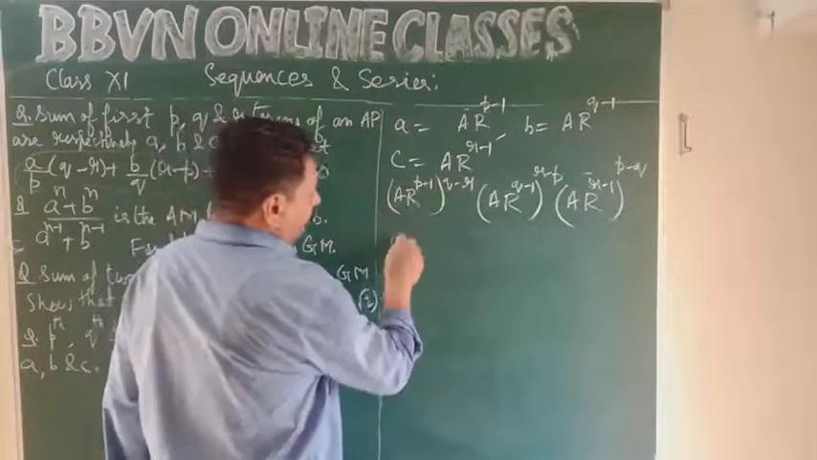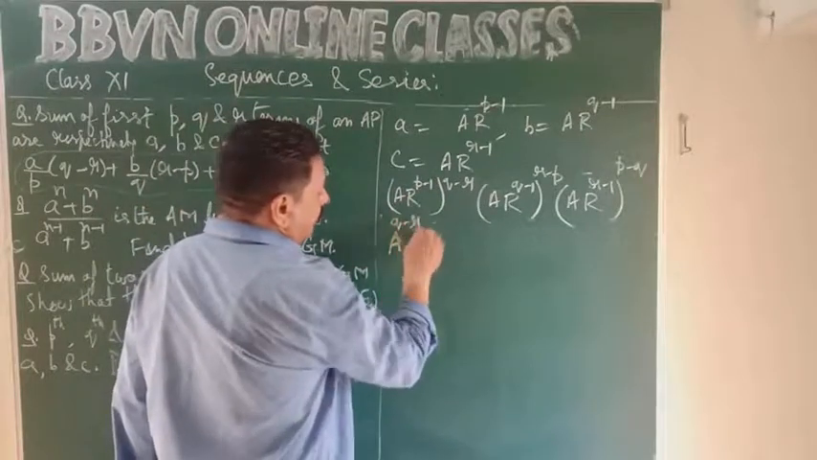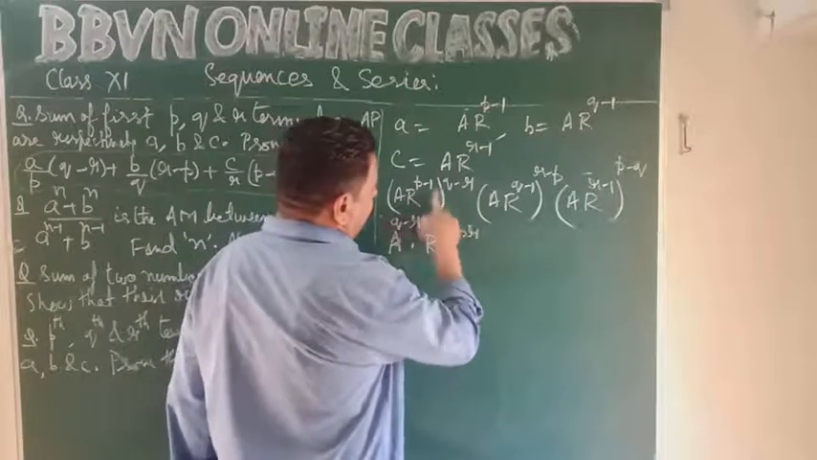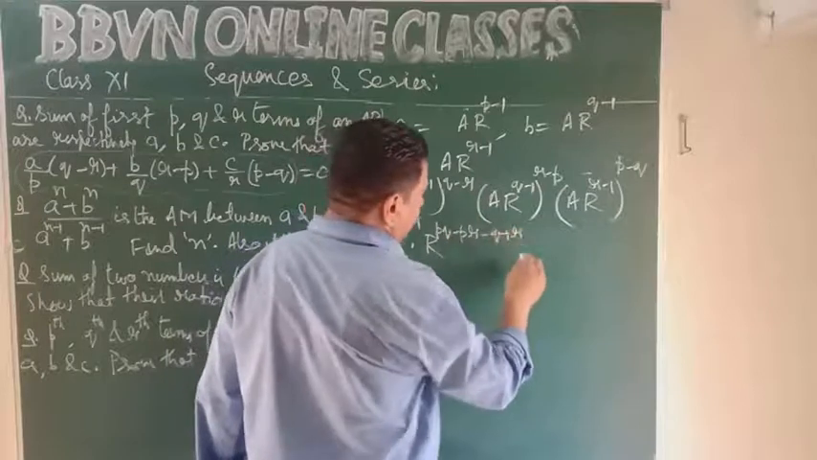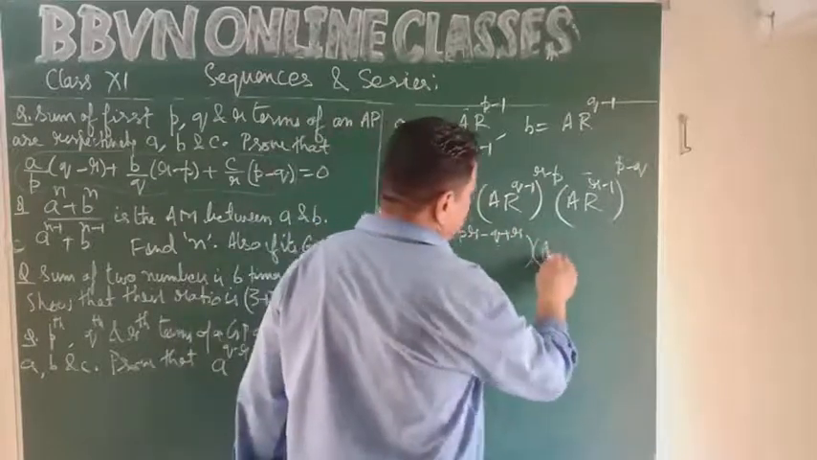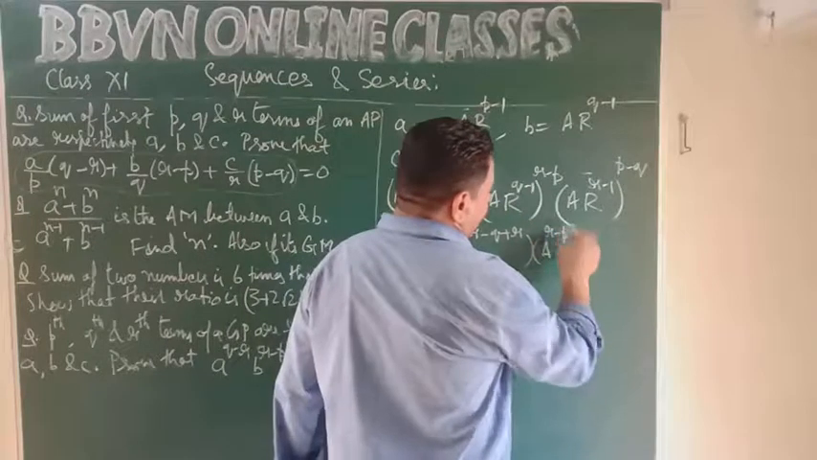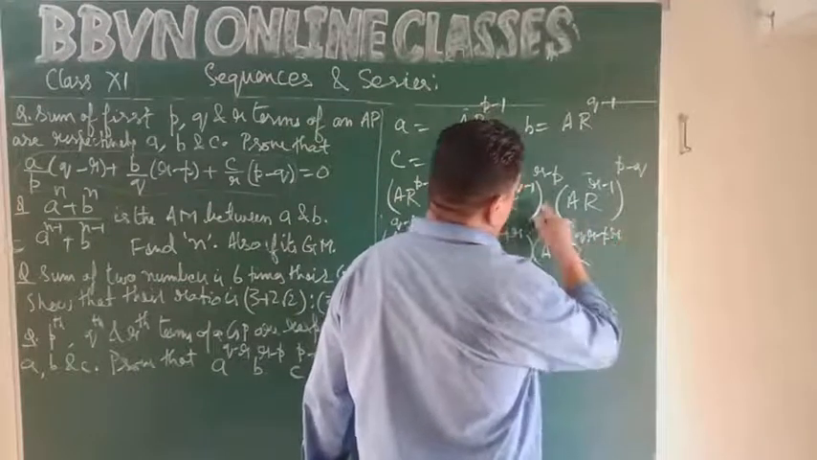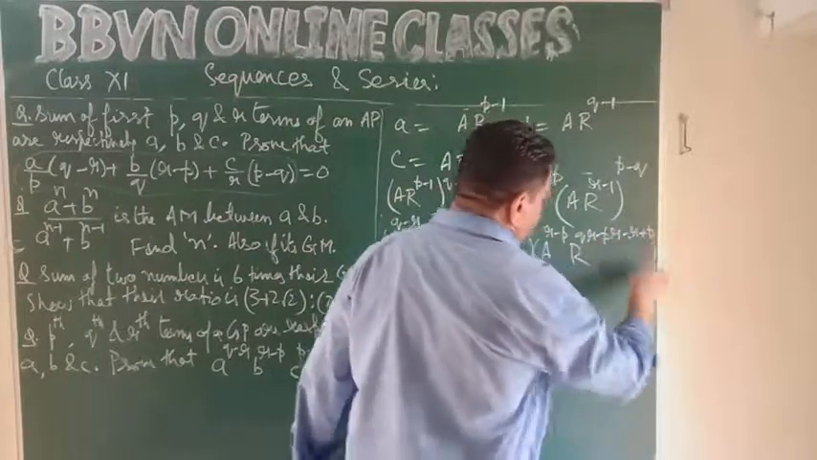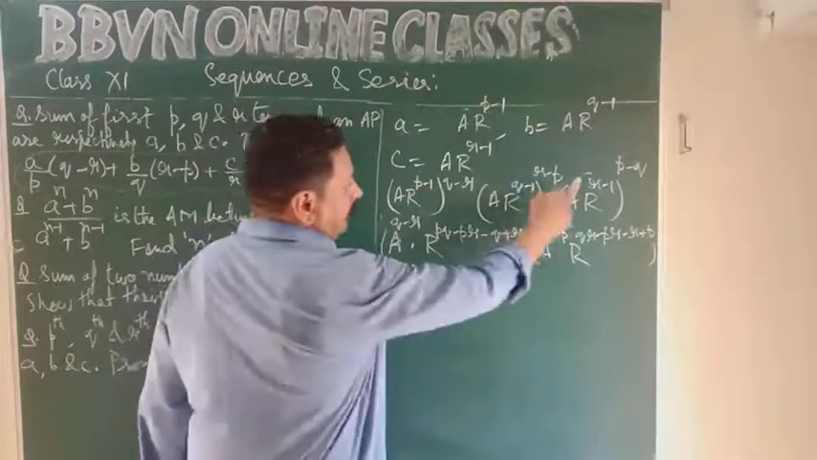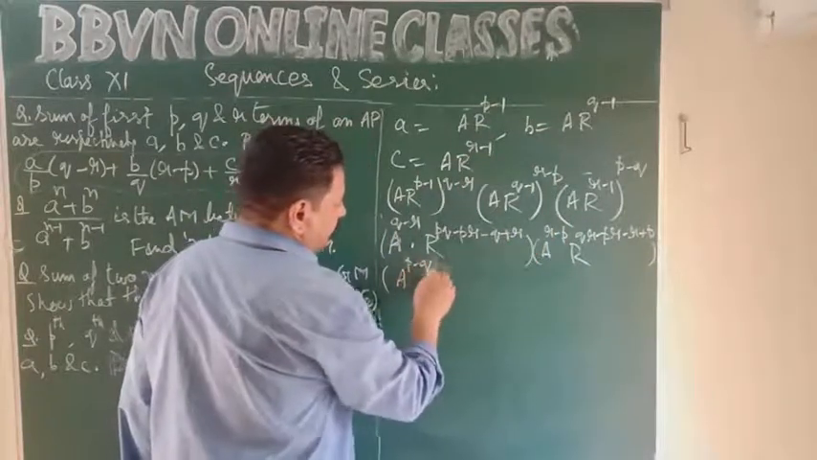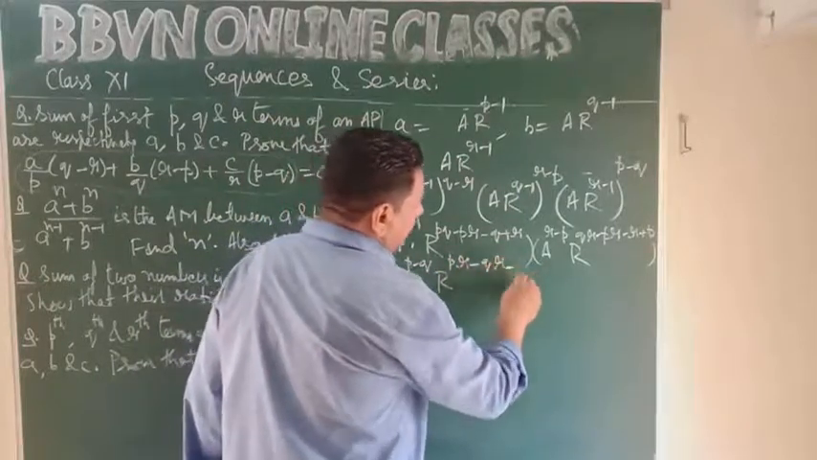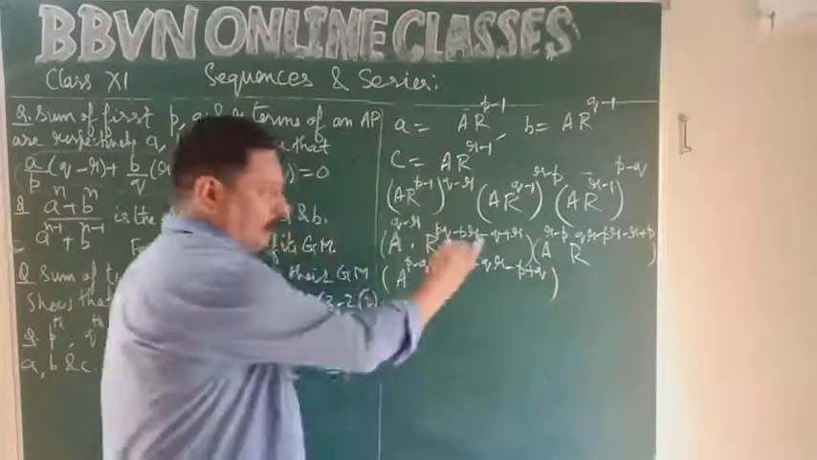So A to the power q minus r into r to the power pq minus pr minus q plus r, multiplied by A to the power r minus p into r to the power qr minus pr minus r plus p, then multiplied by A to the power p minus q into r to the power pr minus qr minus p plus q. All the terms are in multiplication.